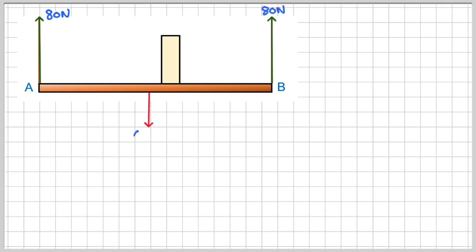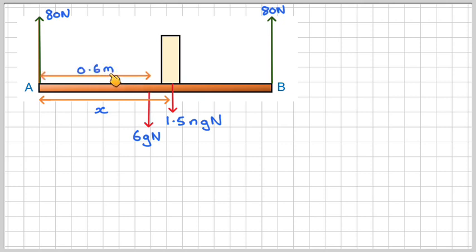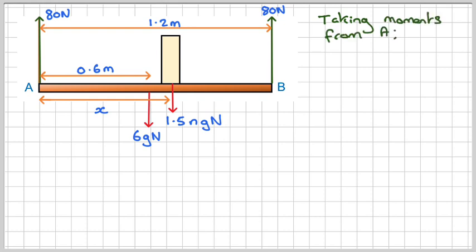Now we want to find the position of x. So we know this is x. Adding in some other distances, this distance here will be 0.6 meters because it's uniform, so the centre of mass will act at the centre of the shelf, and the total length of the shelf is 1.2 meters. We're taking moments about A, so we can ignore the force here because there's no distance. Making it go anti-clockwise will be this one here, which will be 80 newtons times 1.2.